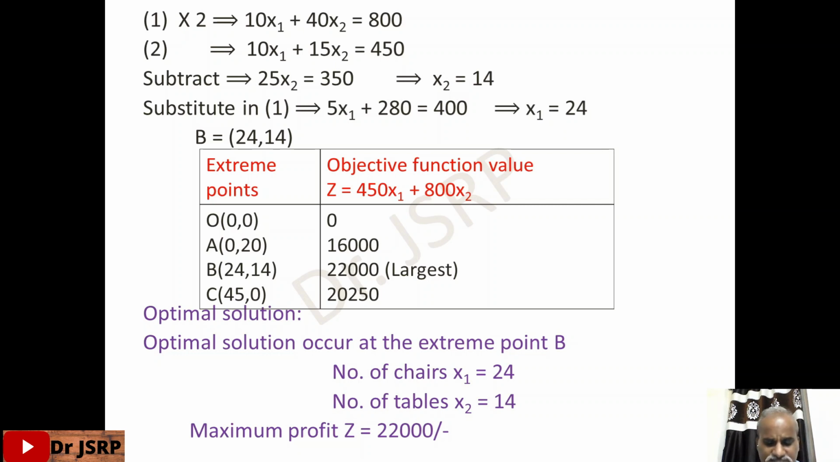So what is the meaning of this optimal solution? That means the manufacturer should manufacture 24 chairs and 14 tables, then he gets the maximum profit of 22,000 rupees. Okay, so that is the meaning of this solution.